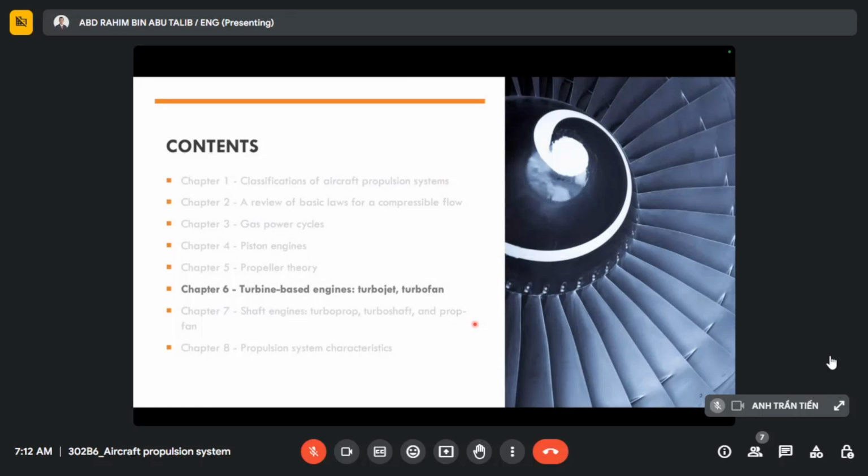Just to recap, we have gone through 6 chapters already, and for today we are going to go on the last part of chapter 6, which is related to the turbine-based engines, turbojet, as well as turbofan.